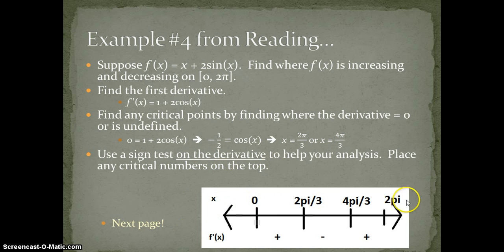Notice I included 0 and 2 pi, which are our two endpoints. It helps lock in what our sign test is testing. And we take a look. We take numbers between 0 and 2 pi over 3. Let's say pi over 3. It doesn't matter. The derivative is going to be positive in that region. A number between 2 pi over 3 and 4 pi over 3, let's say pi, we're going to get a negative derivative, and then we get a positive. And that has to do with the nature of the trig function.